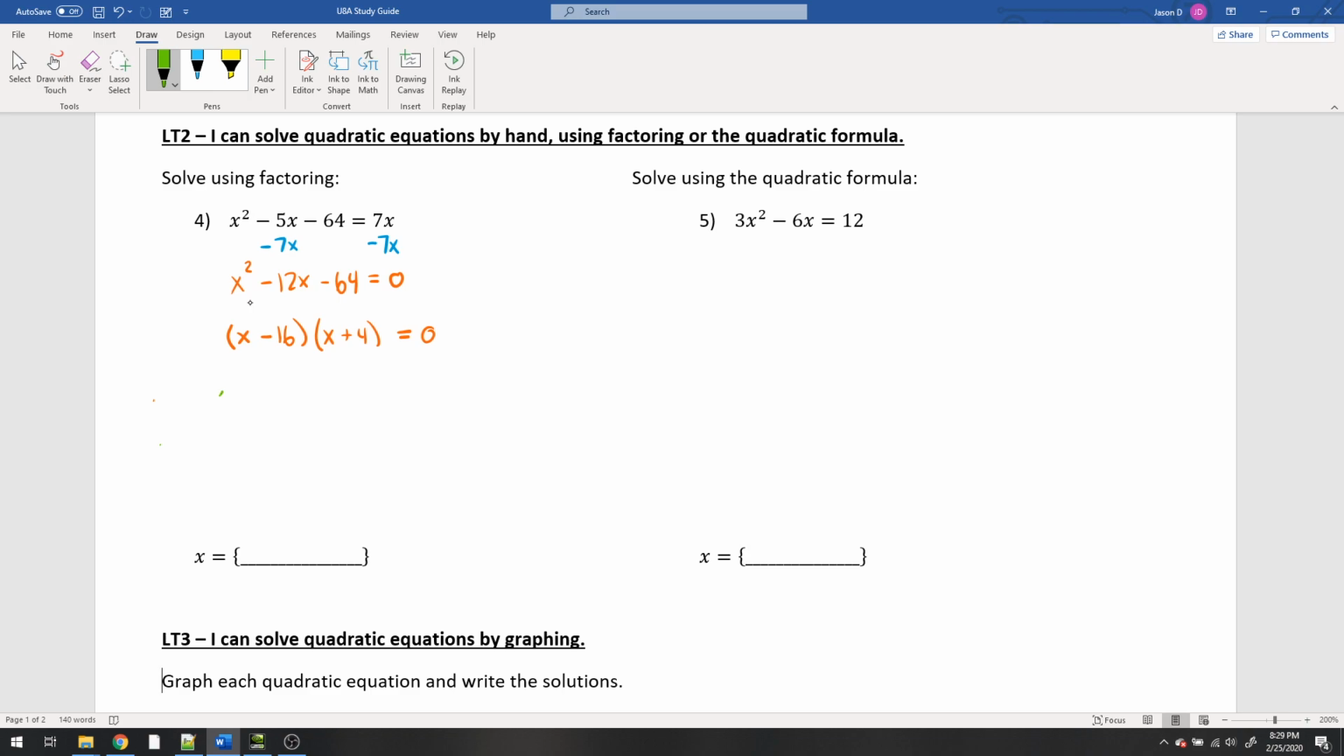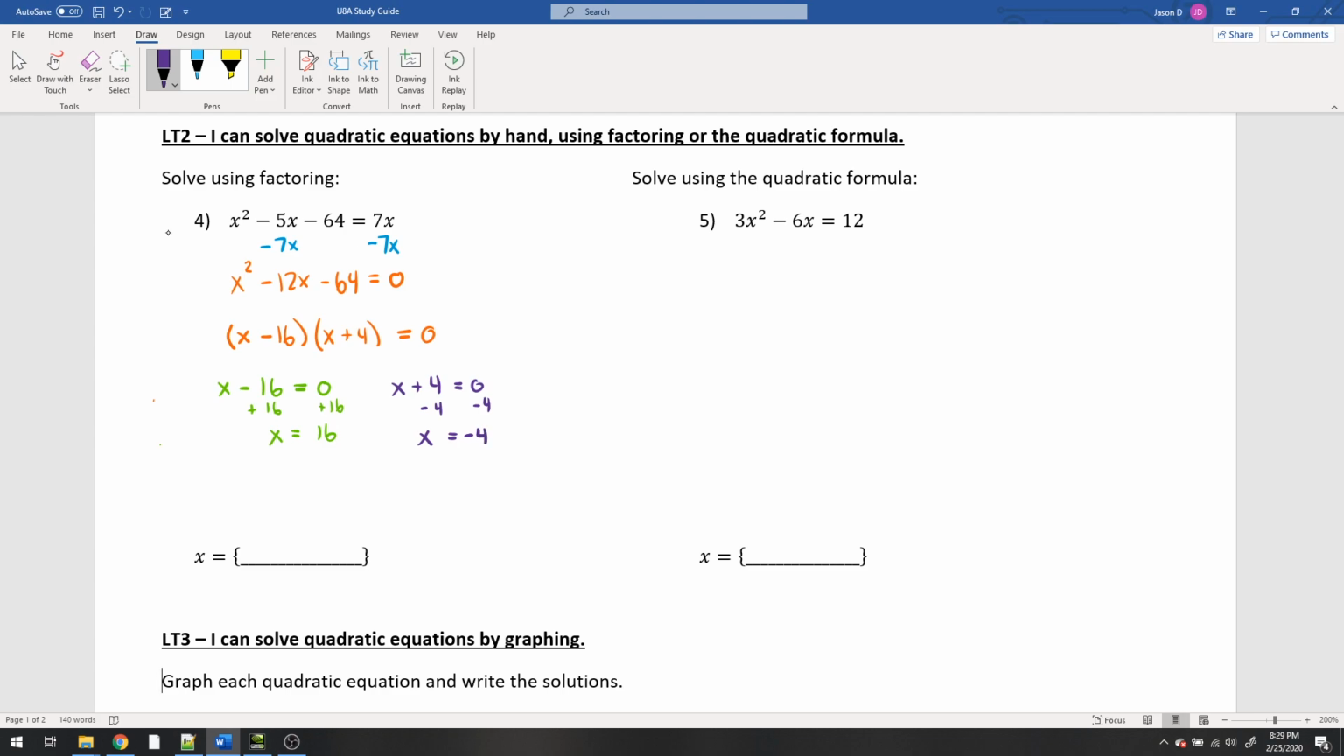One of those solutions is going to result from the first factor, the x minus 16. We're going to make a little equation that equals 0. Obviously, adding 16 is going to be what solves this. If you add 16 to both sides, x is actually going to be positive 16 from this case. And in the other case, we're going to grab the x plus 4 factor. Again, we set it equal to 0. And when you subtract 4 from both sides, it reveals that the other solution is x equals negative 4.